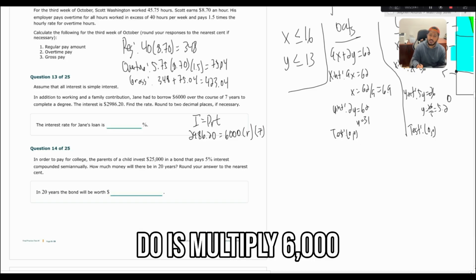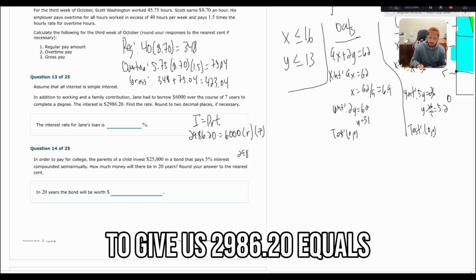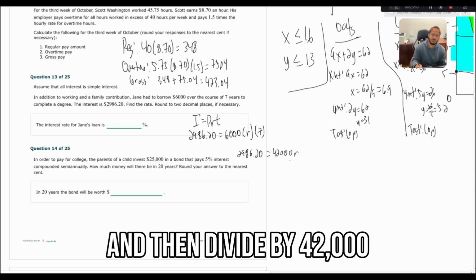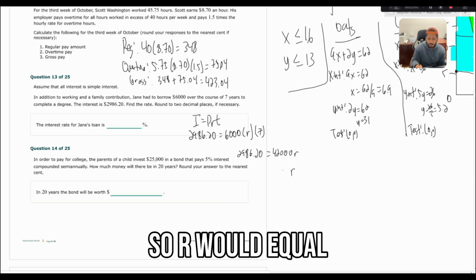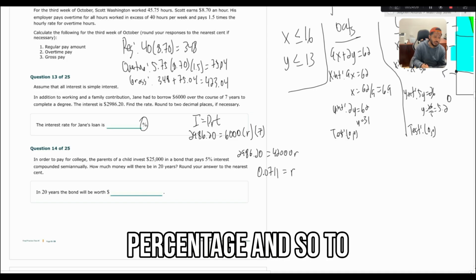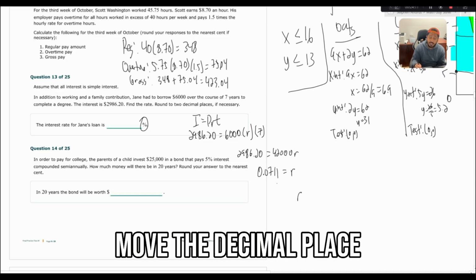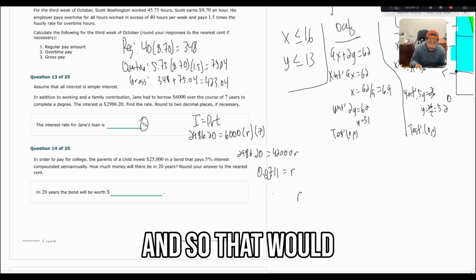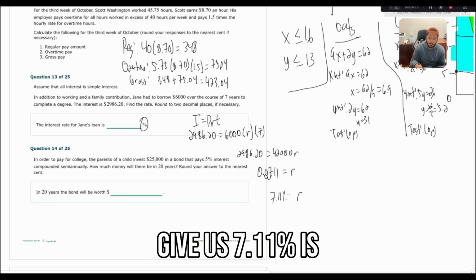And so all we do is multiply 6,000 times 7, to give us 2986.20 equals 42,000 R, and then divide by 42,000. So R would equal 0.0711. And again, we need to write it as a percentage. To write it as a percentage, we just move the decimal place 2 places over. And so that'll give us 7.11% as our rate.